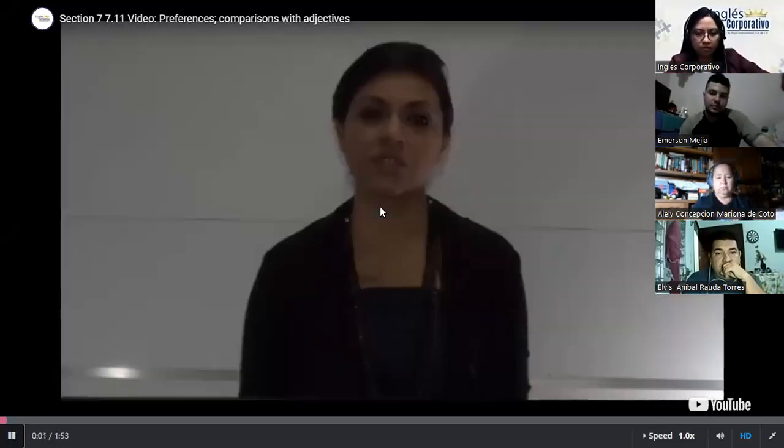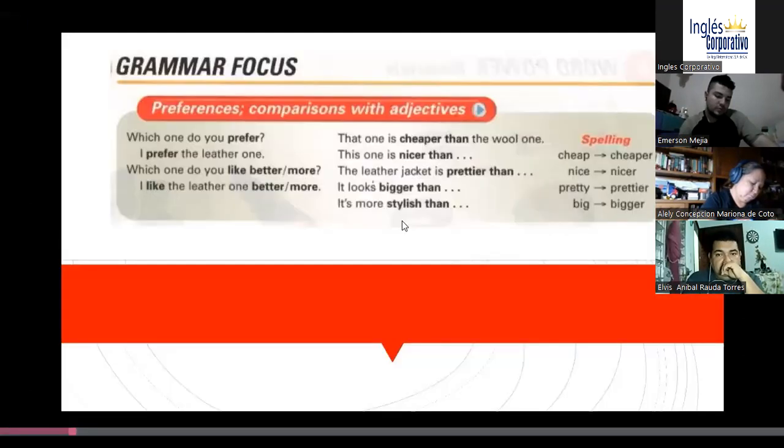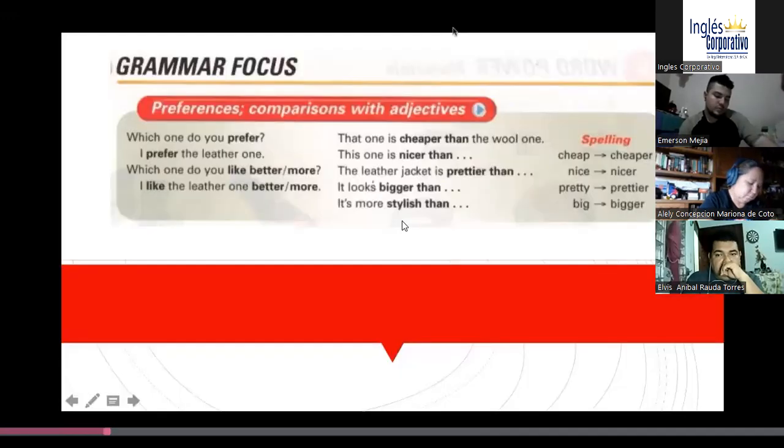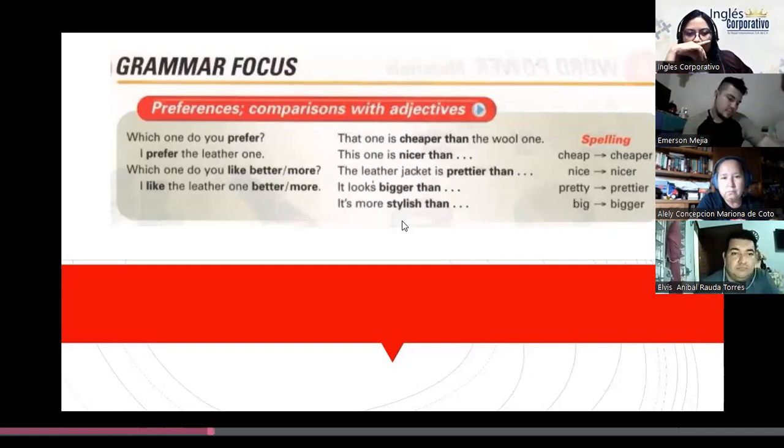By the end of this lesson, you will be able to comprehend and use comparative adjectives. Hi everyone, as I told you last class, we will talk about how to express preferences in English as well as to compare. Let's see. Preferences. Comparisons with adjectives. Which one do you prefer? I prefer the leather one. Which one do you like better? I like the leather one better. Which one do you like more? I like the leather one more.